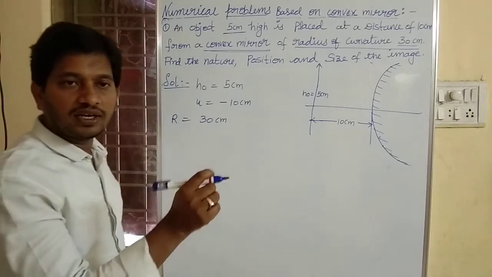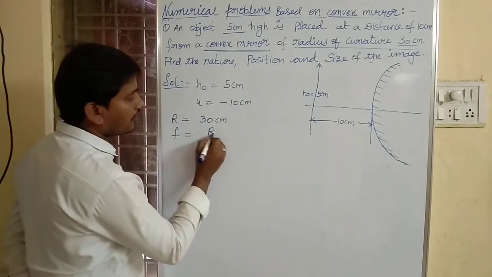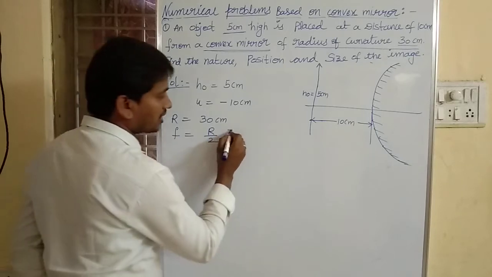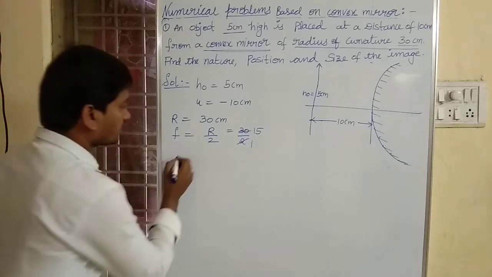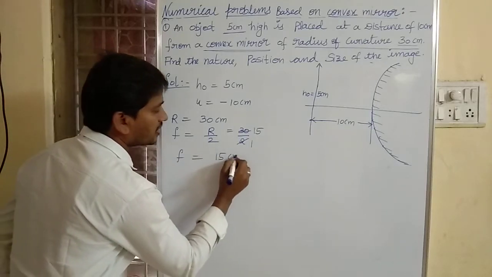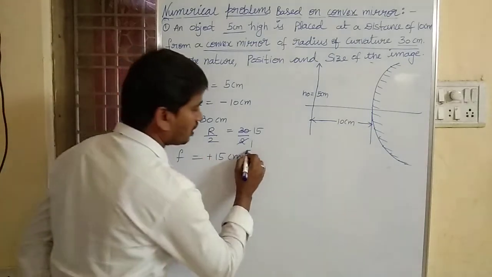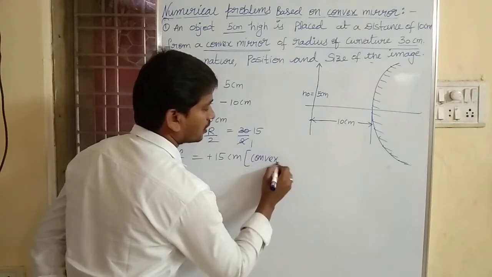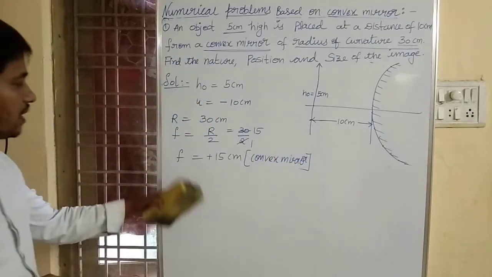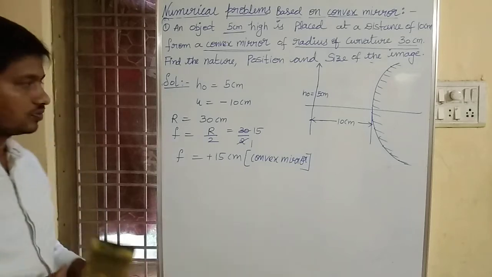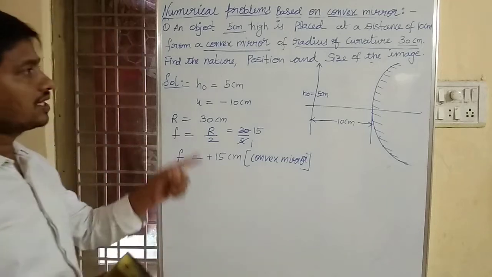We have a relationship between radius of curvature and focal length. Focal length will be half of the radius of curvature, so that is 30 by 2, which is 15. So what is focal length? Focal length will be 15 centimeter. According to sign convention, for convex mirror, focal length will be positive. So this is given. Now we have to find out nature, position and size of the image.